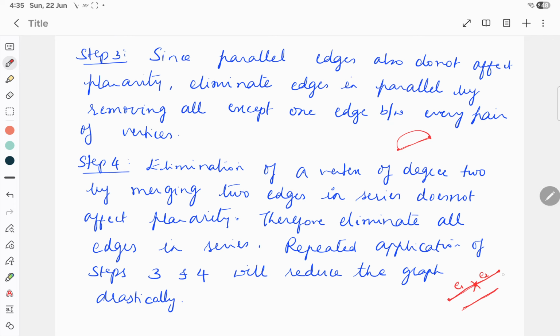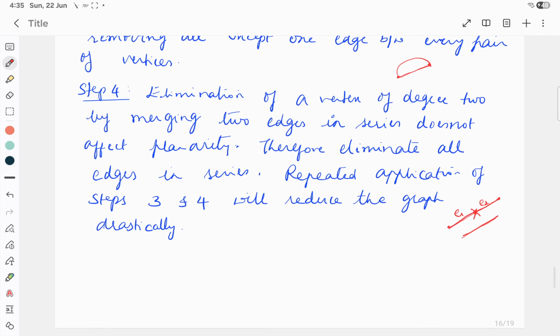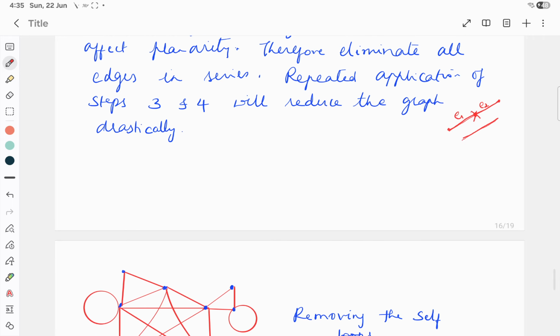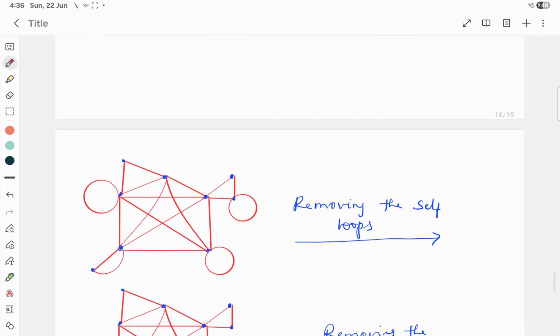See, this is a vertex of degree 2. Such vertices can be removed. Therefore, eliminate all edges in series. Repeat this application of steps 3 and 4. Repeated application of this will reduce the graph drastically, and it will simplify to some graph which either contains only two vertices, or it may be K5 or K3,3, right? So based on that you can say whether the given graph is planar or not.